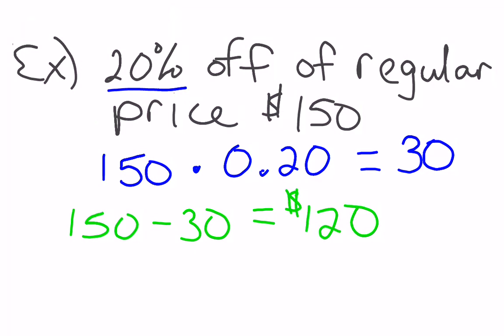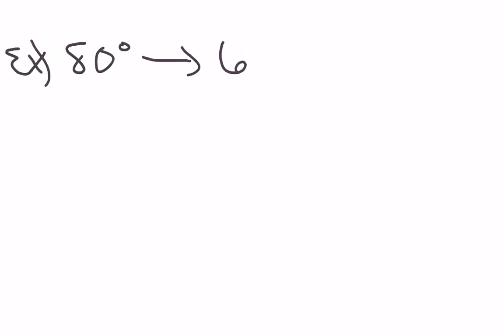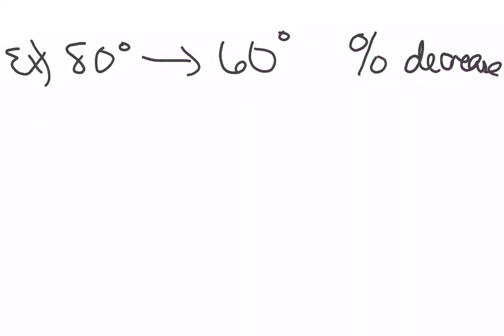All right, let's look at the next example. This one says the temperature dropped from 80 degrees to 60 degrees. What is the percent decrease? So we're looking for the percent decrease. Percent decrease means that we want to find a percentage, so our answer will have a percent sign. And how do we find that?